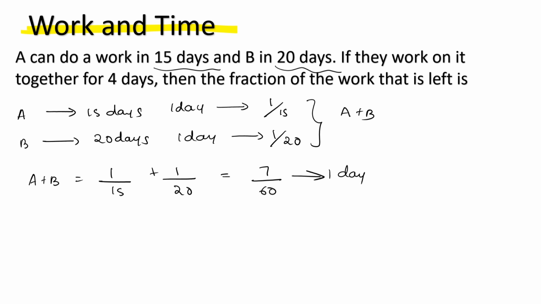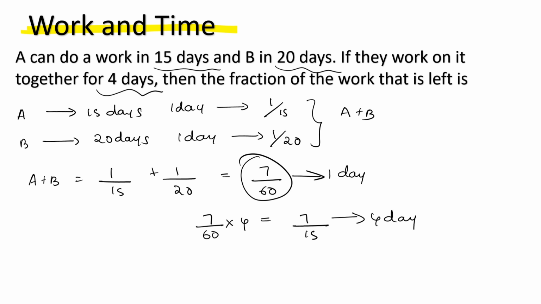So the question they have asked is for 4 days. If both can work for 4 days, that means one day we got 7 by 60. So in 4 days means into 4, which will be equal to 7 by 15. This is the part of work that they can complete in 4 days.